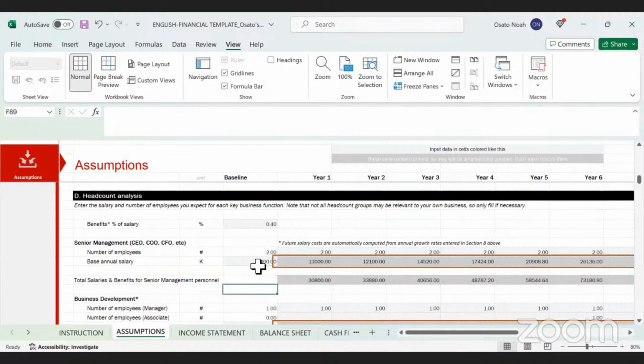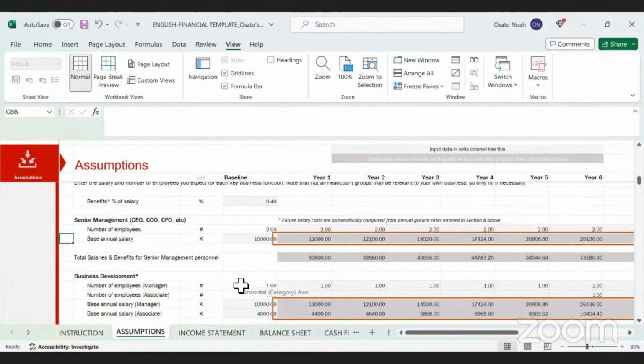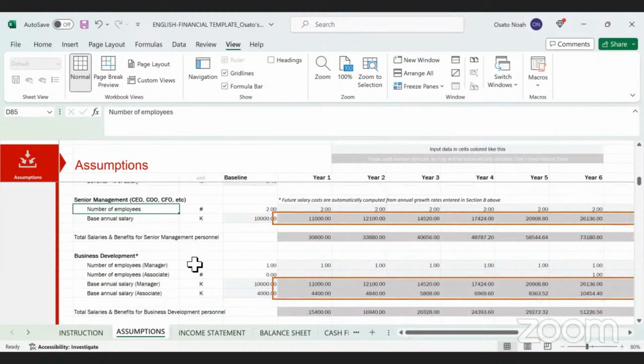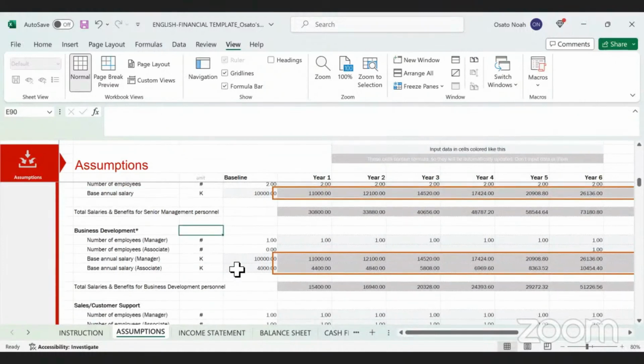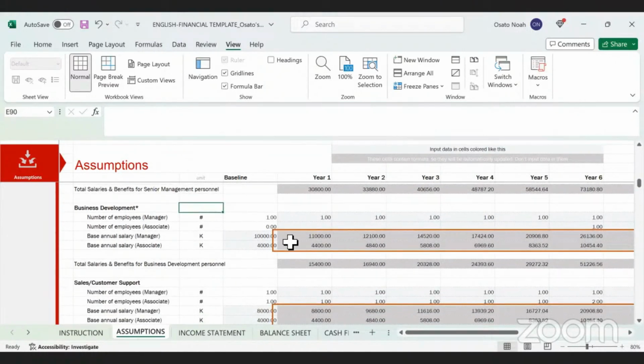Then for their salaries, we said it's 10,000 kwacha. And then once you put the 10,000 kwacha, you discover that based on the way you wanted the salary to increase, year on year increase, it then adjusts by 10%, 10%, and then subsequently until year 10. So we do that for all of the roles. So we'll have the senior management, we have the business development, we say we'll have one business development manager, no other person will join, another associate will join by year 6.